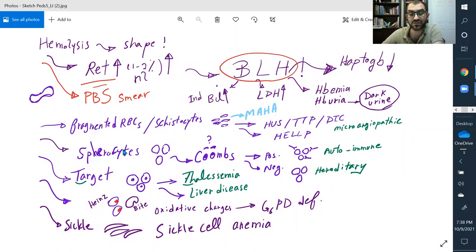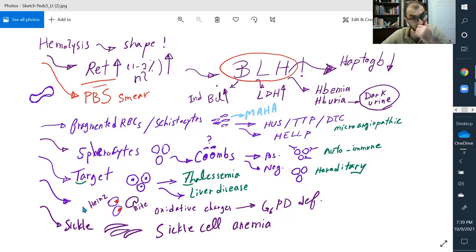If I see spherocytes, spherical cells, the Coombs test is looking for IgGs. Positive, autoimmune hemolysis. Negative, hereditary spherocytosis. You look at it under the microscope, you see target cells: thalassemia, and also liver disease. You see blister cells and bite cells, rusted RBCs. Think of oxidative changes, G6PD deficiency.